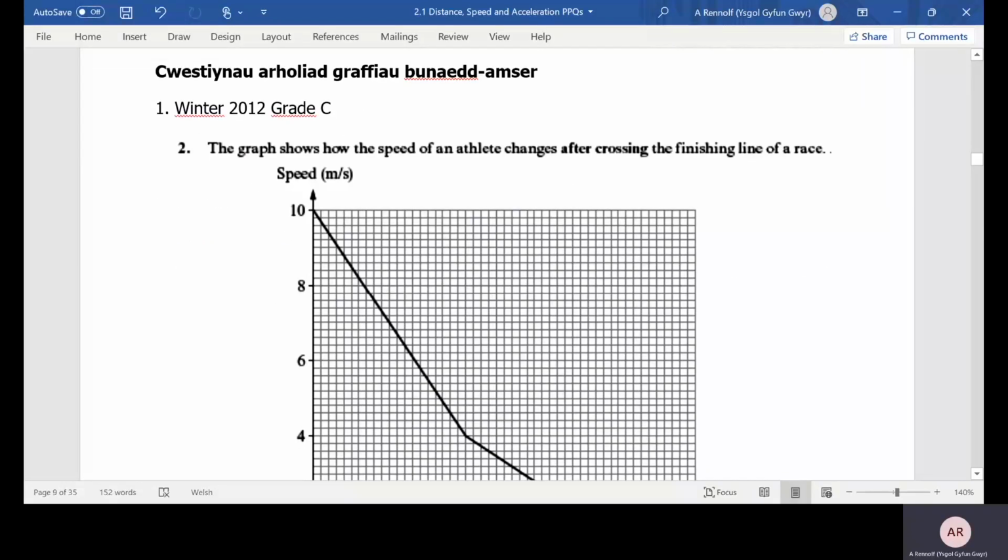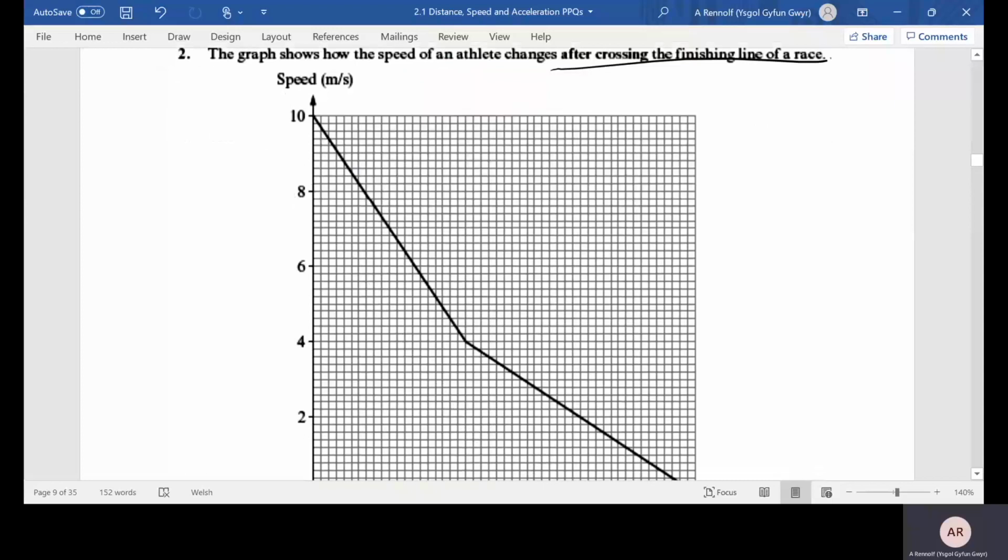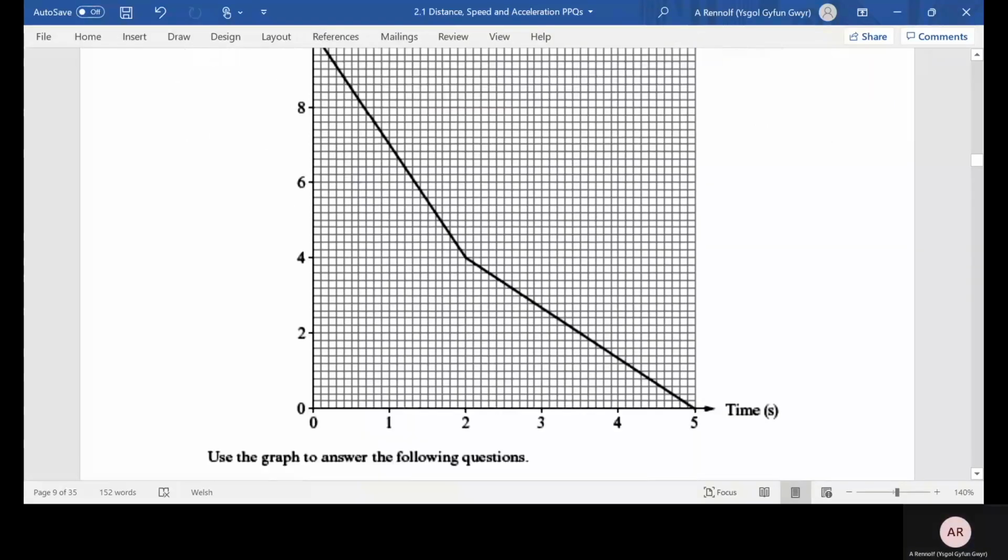Okay, this next set of questions goes on to talk about speed time graphs. Pause the video here and have a go at these. Okay, key point to note when it comes to interpreting what this question is saying. The graph shows how the speed of an athlete changes after crossing the finishing line of a race. So this whole graph is dealing with after the athletes cross the finish line.